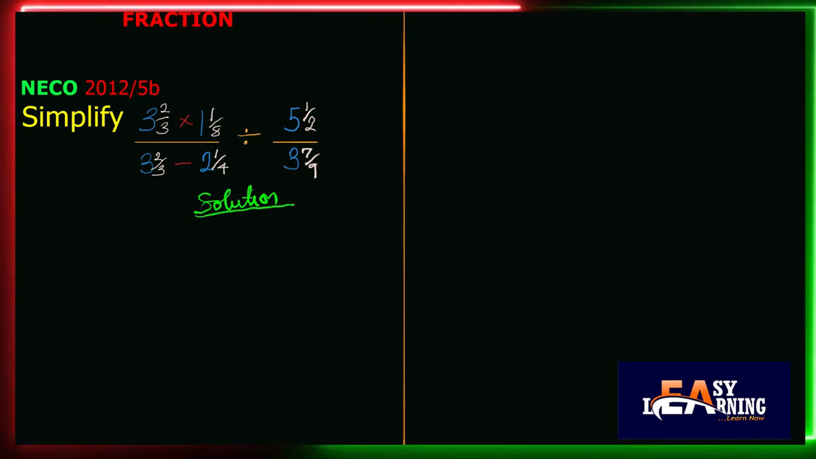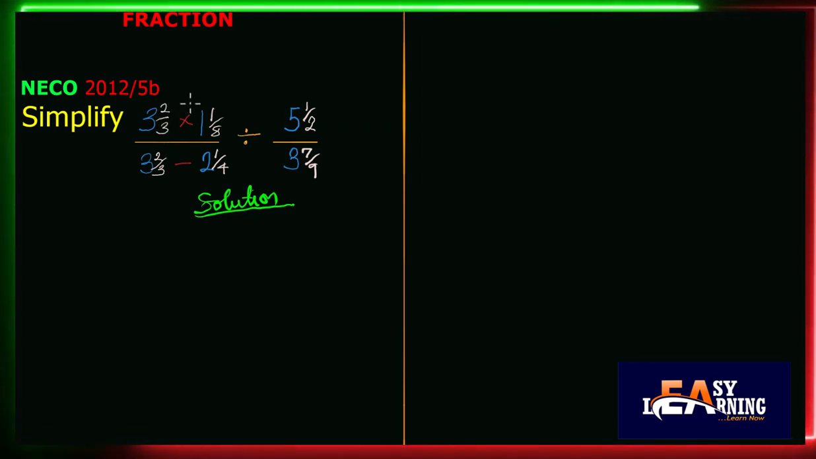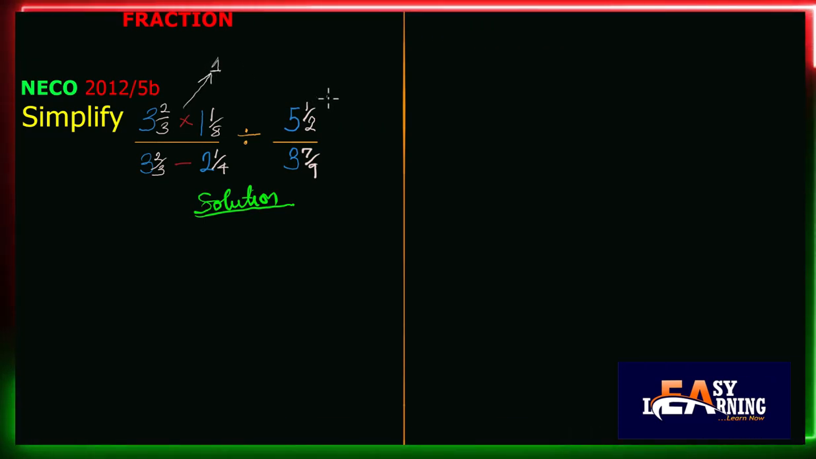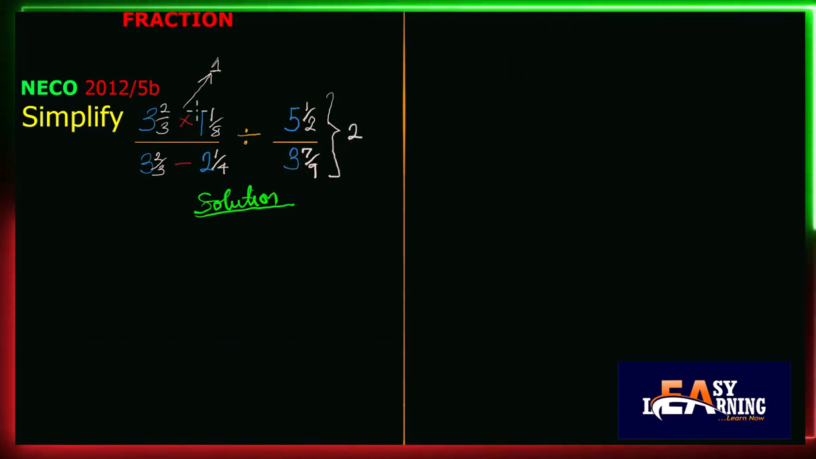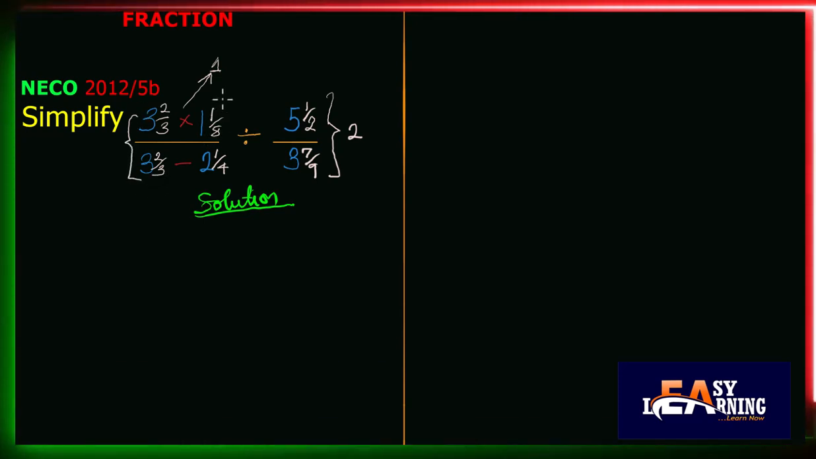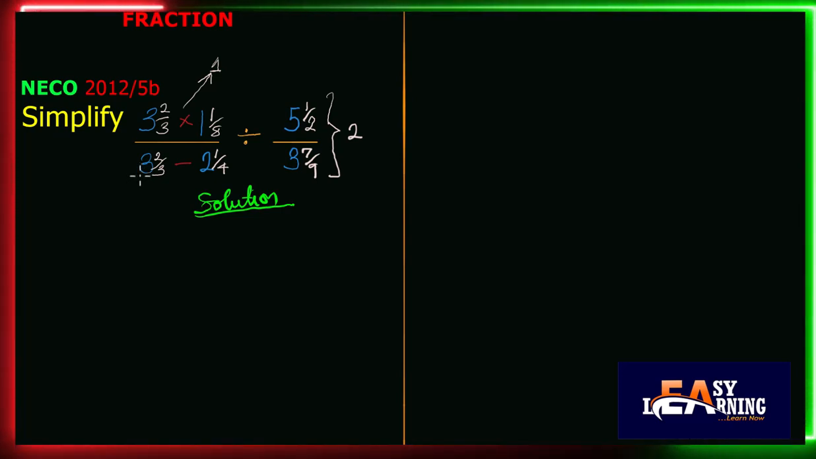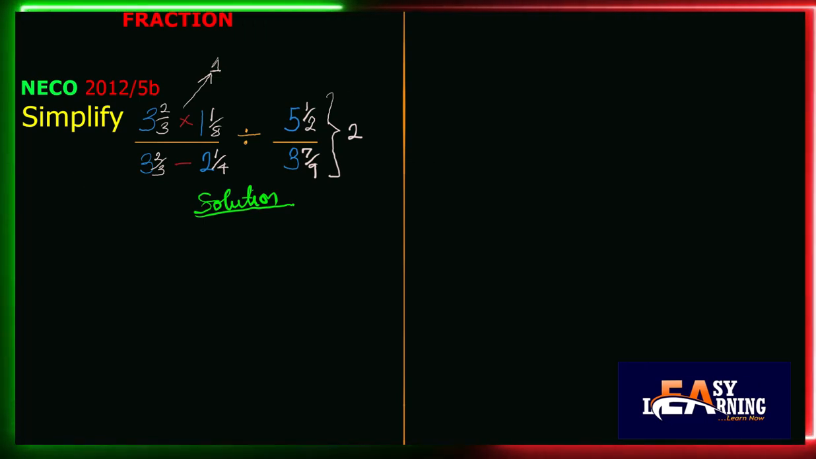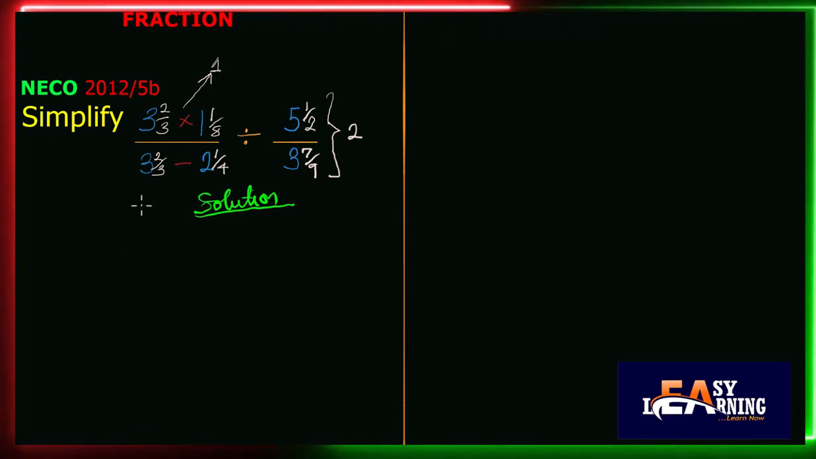Now, looking at this, the question is divided into two parts. This first one here is the first part, and everything here is the second part. So we are going to take it part after part. Let's solve this first part, and then we introduce the second part. Now, what should be the first thing that we need to do? Change mixed numbers to improper fractions. That was the first thing.